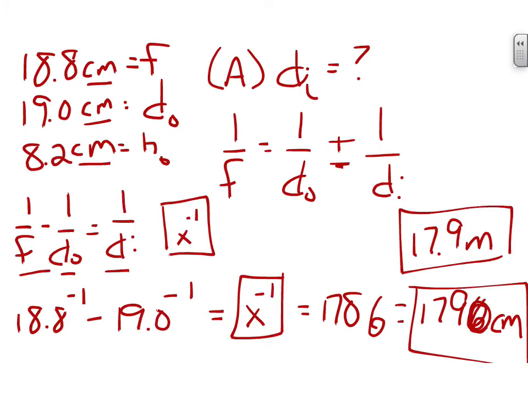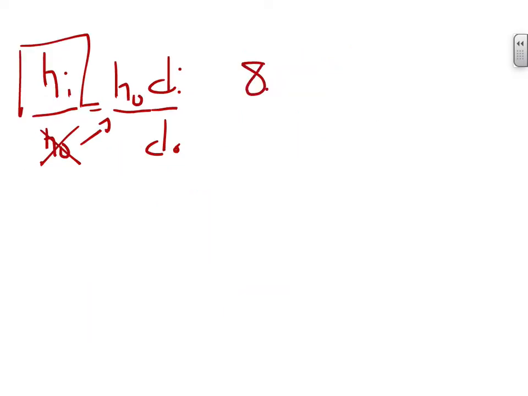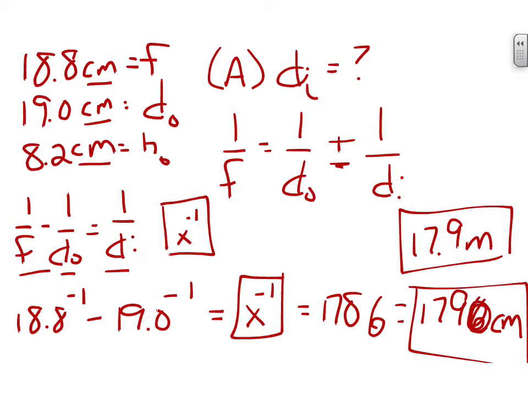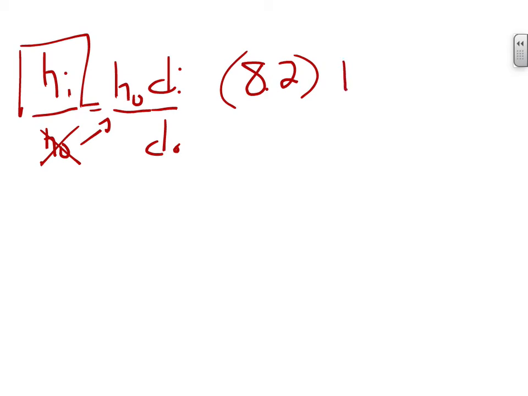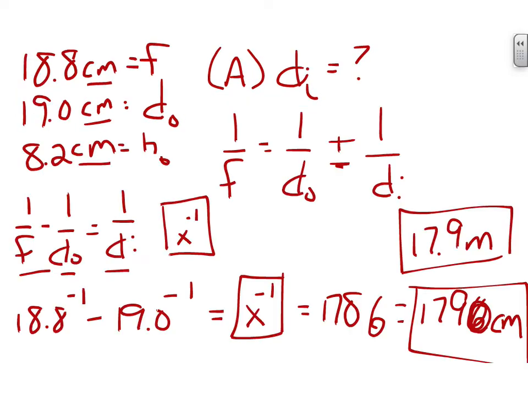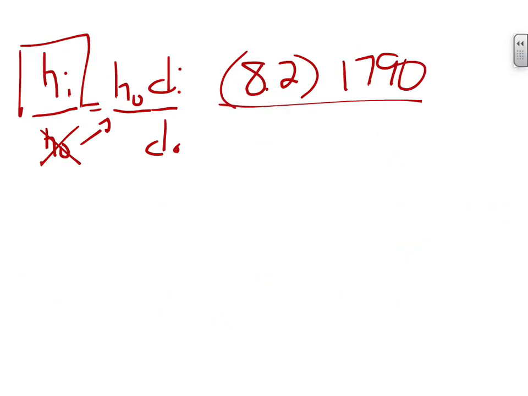Well, a minute ago we said that the HO was 8.2, so that's still going to be 8.2. And then we calculated just a little bit ago that our distance to the image was 1790. So 1790, and then we divide that by our DO, which a minute ago we identified as 19.0. And that, after rounding, will give me 770 centimeters.